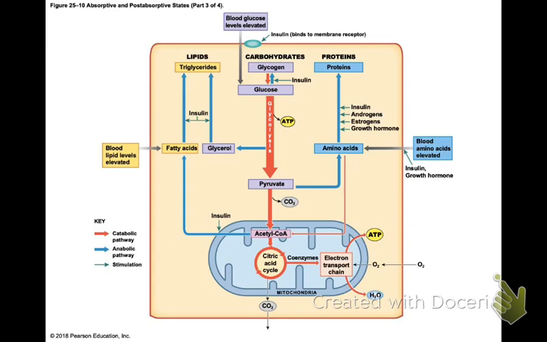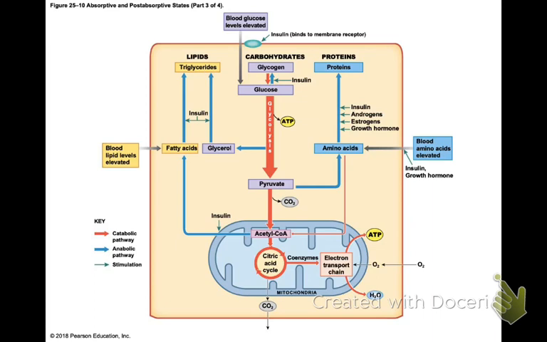All right, so here we are looking at the absorptive state. And you can tell that because at the very top it says blood glucose levels are elevated. And notice that we also have insulin here. Insulin is the hormone of the absorptive state. When glucose levels go up, the pancreas secretes insulin. Insulin activates membrane transporters in typical body cells and allows the intake of glucose.